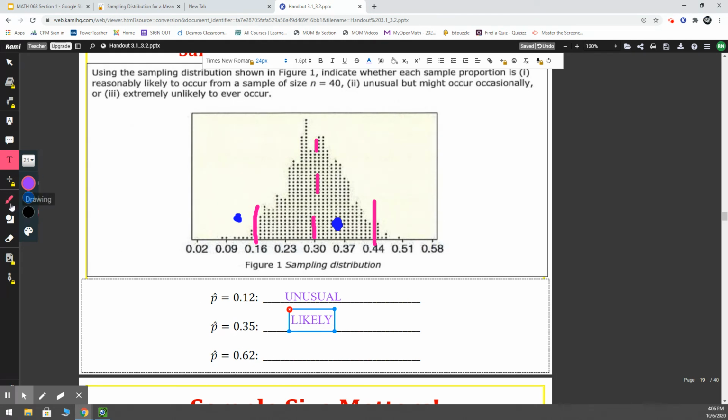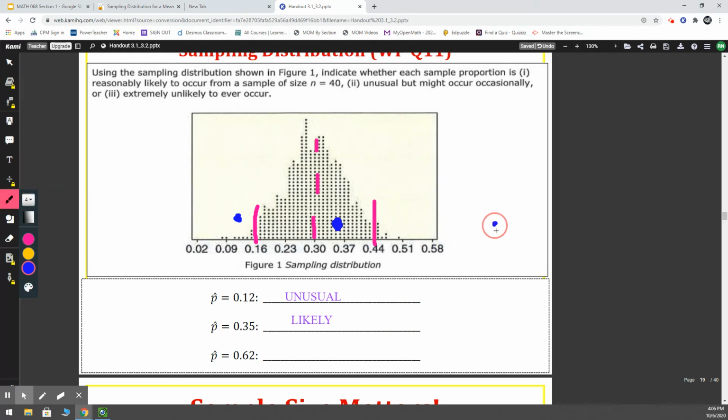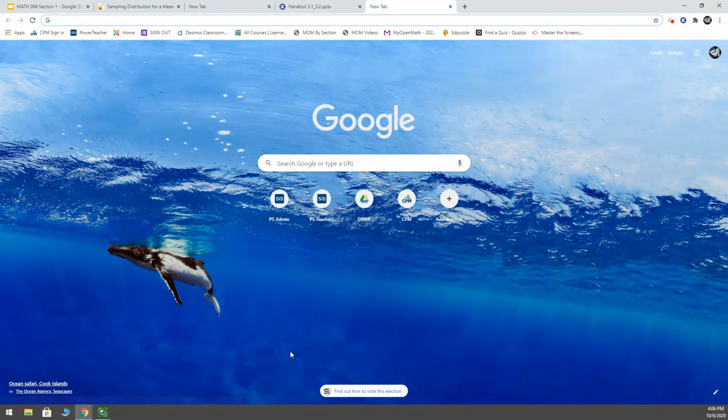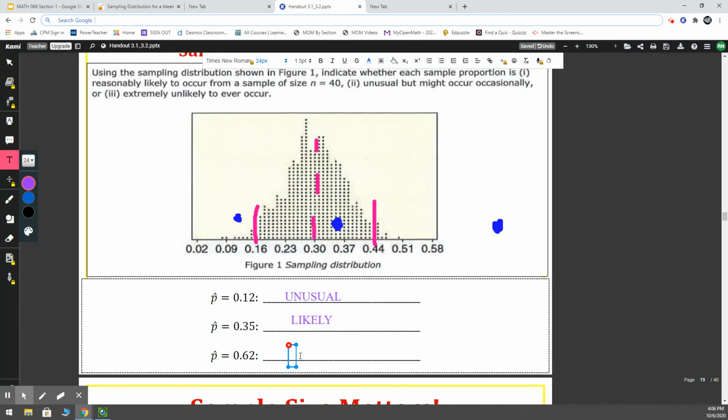The last one, 0.62, that bad boy's out here. Now, we can't say that it won't happen because there might be a dot out there that we do not see, but this thing is the extreme unlikely. It's probably not going to happen, but we can't say that it won't take place. So it's extremely unlikely.